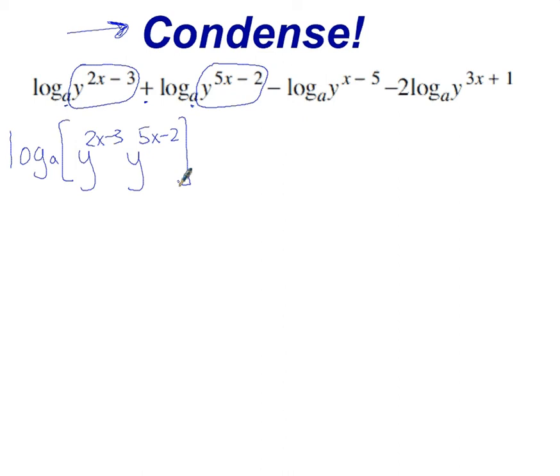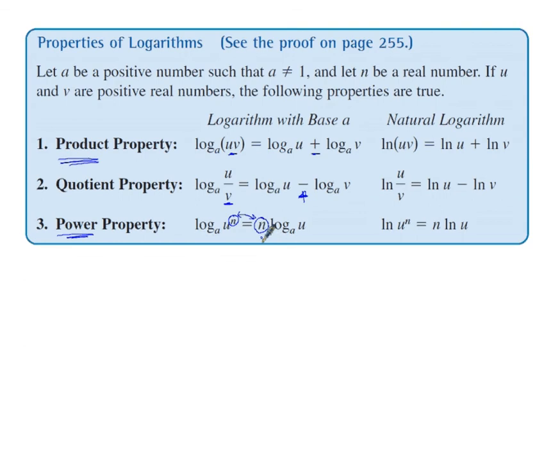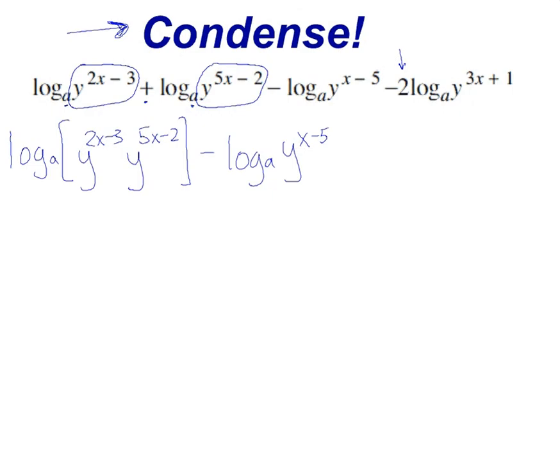Okay, let's keep moving here. The next one, let's just leave it alone for the time being: log base a of y^(x−5). And this last one, check it out. We have here a number multiplied by a logarithm. Remember over here on our properties, we have a number multiplied by a logarithm, so we're going to change that into an exponent on the argument. So we're going to have here subtract log base a, and here's the argument, 3x+1, and we're going to move that 2 up into an exponent. Okay, good first step.